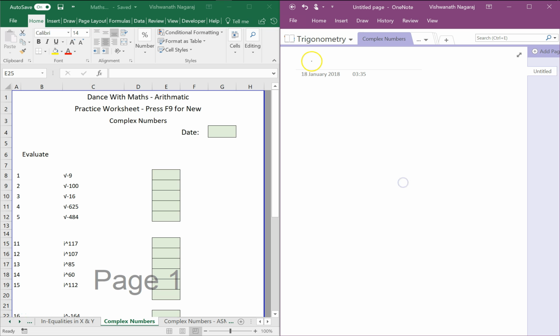Okay, let's look at complex numbers. Remember in algebra when solving quadratic equations? Remember quadratic equations? x square minus 4 equal to 0, x square equal to 4, x equal to plus or minus square root of 4, which means x equal to plus or minus 2. Okay, this is perfectly fine.